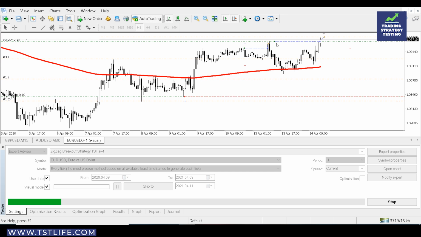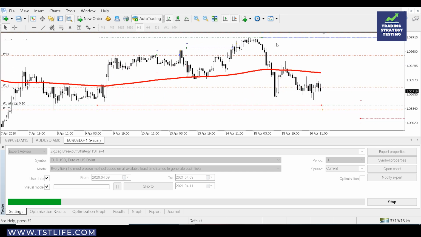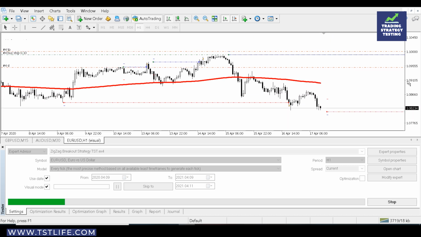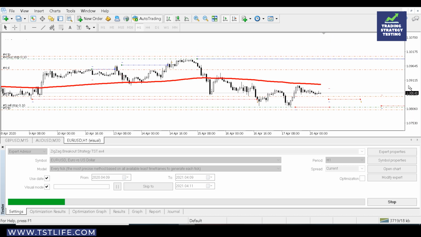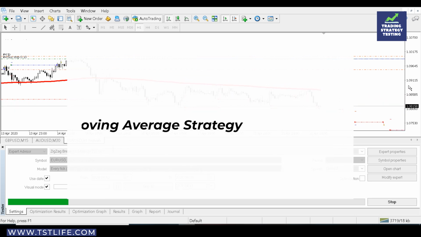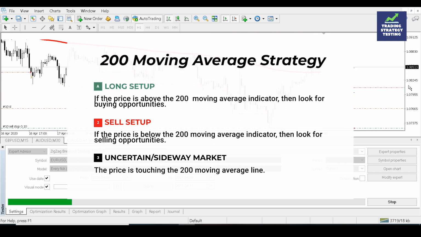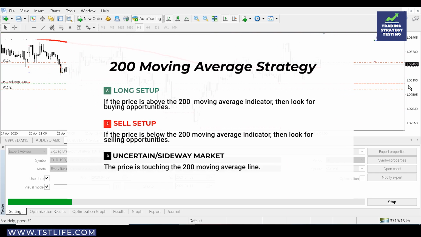The 200 moving average is considered a key indicator by traders for defining the long-term market trends. This means you can use it to identify and trade with the long-term trend. If the price is above the 200 moving average indicator, then look for buying opportunities. If the price is below the 200 moving average indicator, then look for selling opportunities.